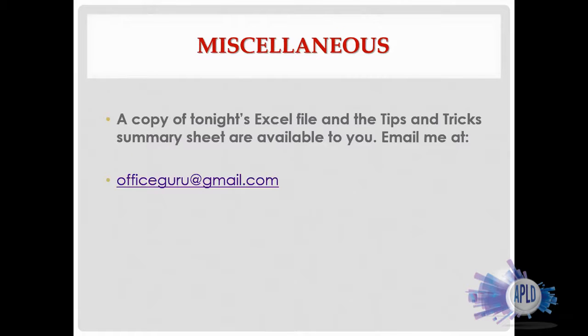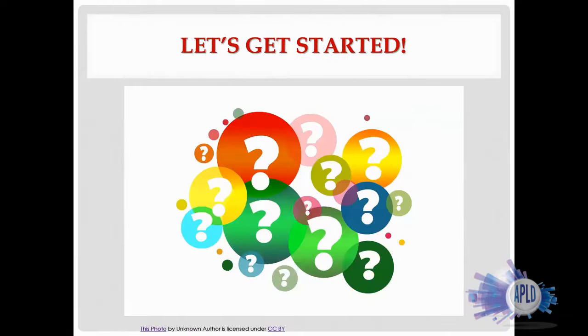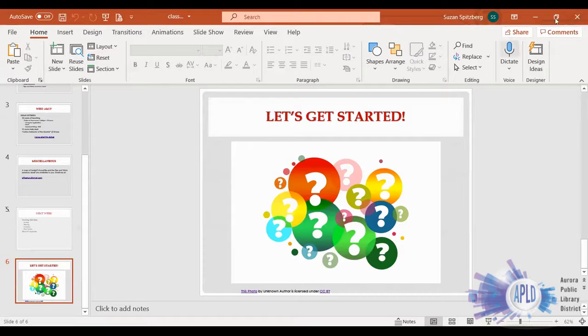So a copy of tonight's Excel file and the tips and tricks summary sheet are available to you. If you write down my email, it's officeguru@gmail.com. Okay, I'll give you a chance to scroll it down there. And just tell me that you were in the class tonight, and I will send you those 2 things. All right, so let's get started.